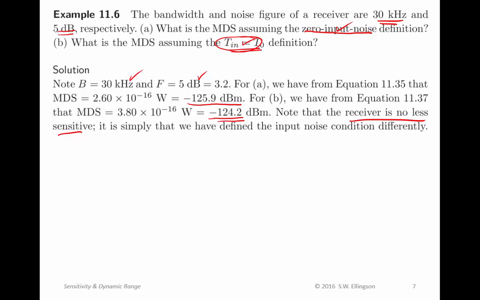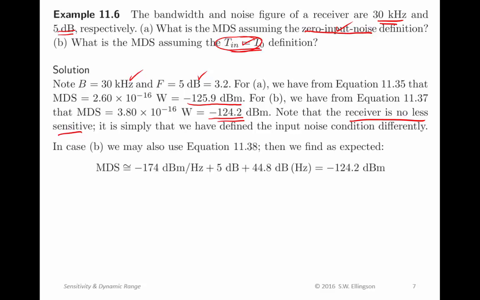So this underscores the importance of understanding the definition that's at work when you do these calculations. And when you report these calculations, you need to say very carefully under what conditions you are making the calculation. And I'll note here that in the second case, we can also use the famous equation, the log equation, and of course you should get the same number as you calculated here, minus 124.2 dBm.